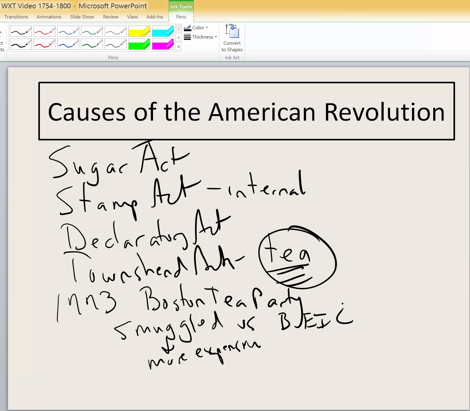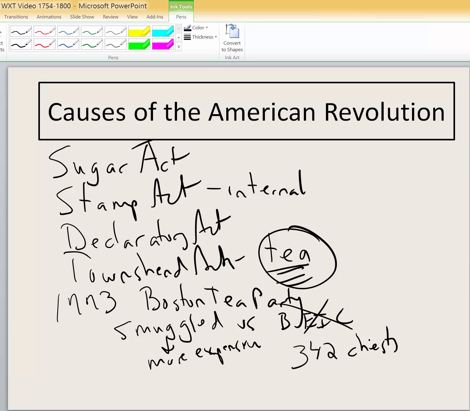And they just refused on principle to buy from the British East India Company. So the Boston Tea Party is when they dumped 342 chests of tea into Boston Harbor. They were disguised as Native Americans, and this incredibly, I would say, significant event led to tensions where, at this point, there was no going back.